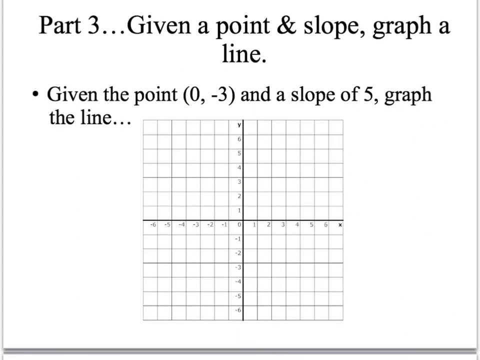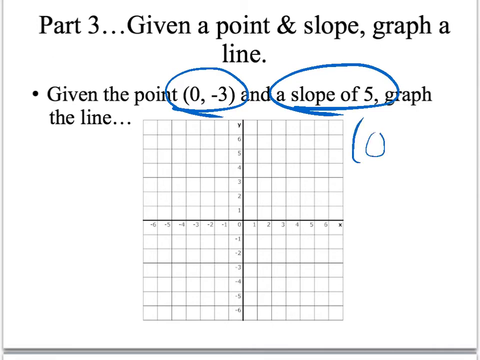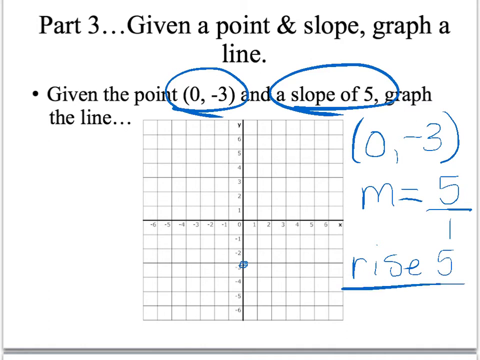Let's try that one more time, and at any time during these slides, you could pause me and try the question yourself before I go ahead and answer it. Given the point 0, -3, and a slope of 5. Now, 5 does not look like a fraction or a ratio, so I know I'm starting at 0, -3, which is here, and I know that the slope is 5, and I know that I can put any whole number over 1. So now I have my ratio of rise 5, run 1.